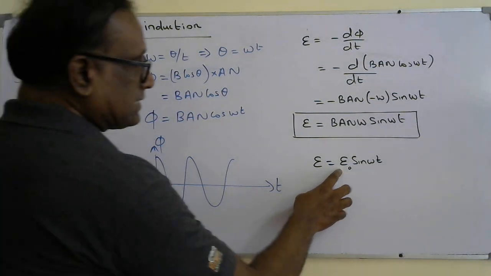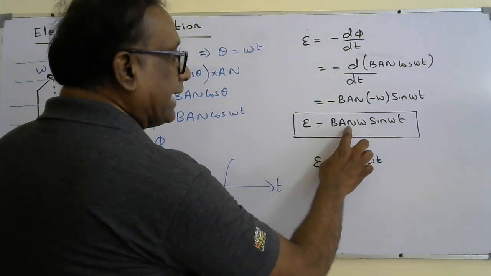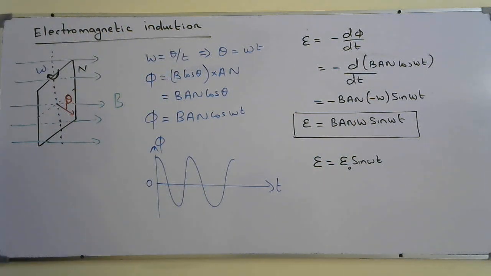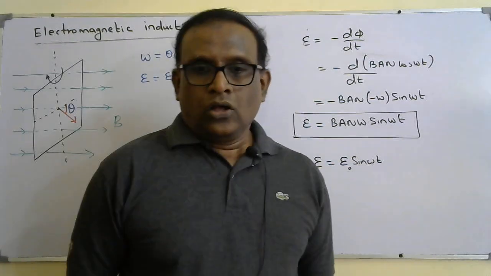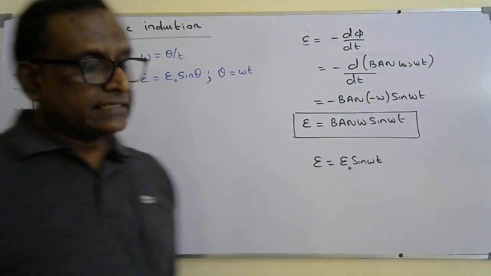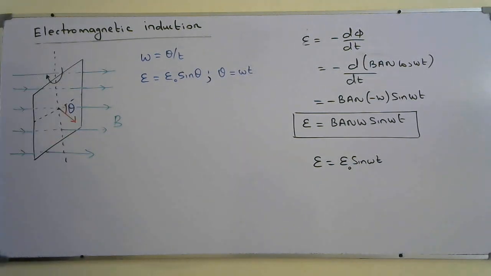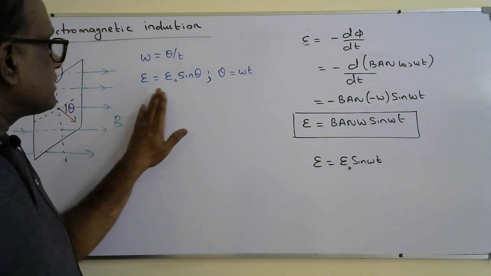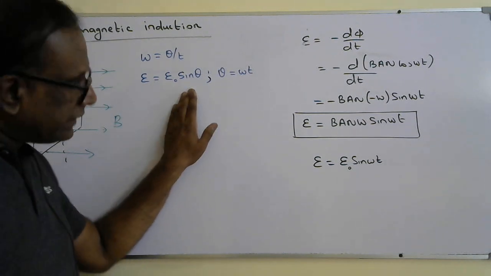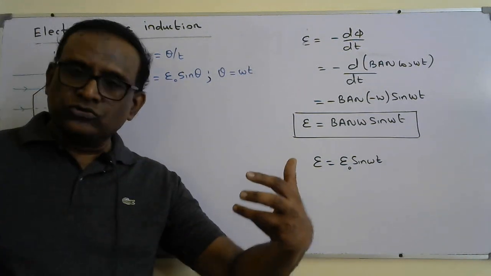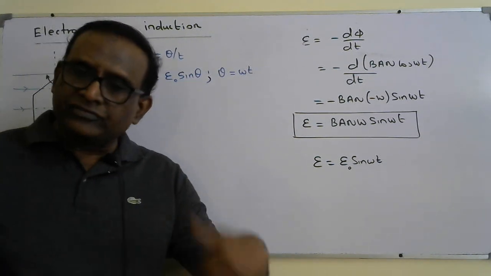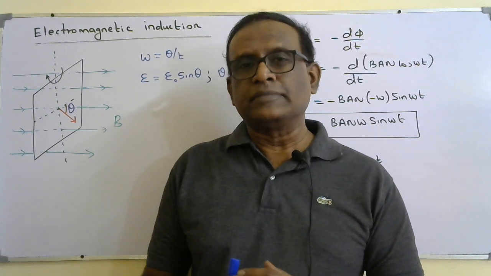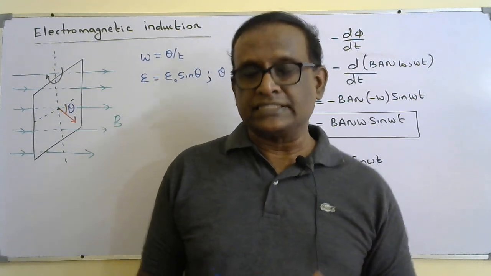Where E naught is BAnω. Okay, so here we can analyze like this. A coil is rotating at constant angular speed in a magnetic field, and the induced EMF is given by E equals E naught sine omega t. This equation is not in your syllabus, but I use it to explain more clearly. But finally, I'll give you what is actually in your syllabus, how we answer certain questions.